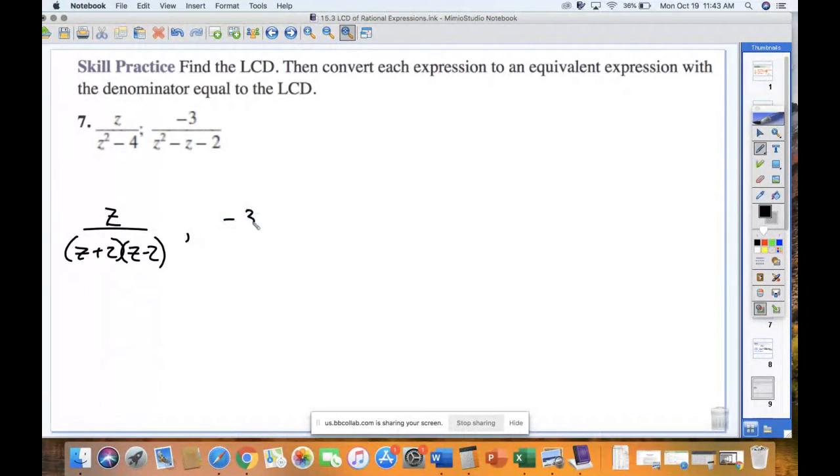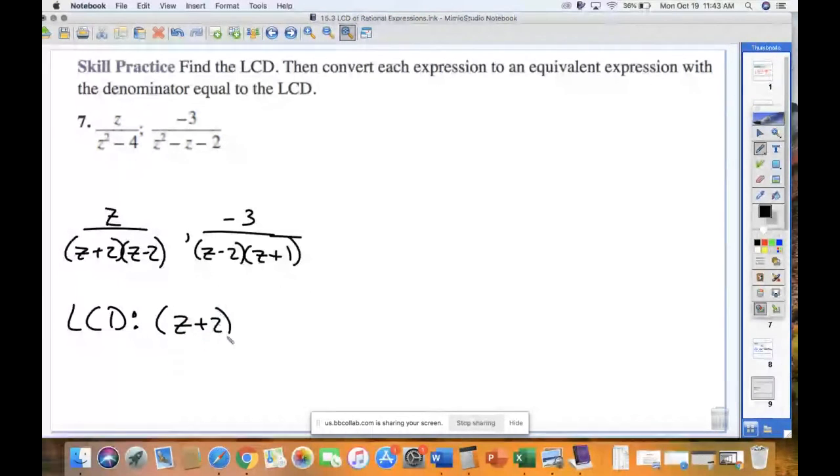My other one, I have minus 3 over, let's see, this is going to be z minus 2, z plus 1. 2 times 1 is minus 2. Minus 2 plus 1 is plus 1. And so my least common denominator is going to be z plus 2, z minus 2. This z minus 2 is no longer unique, so I'm not going to rewrite it. And I'm left with z plus 1.